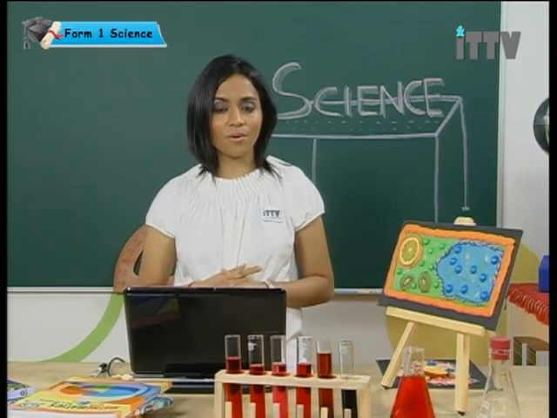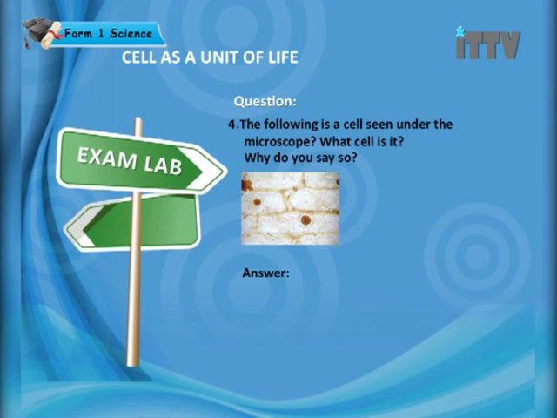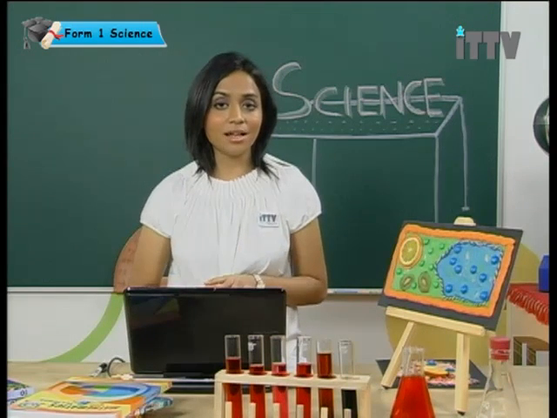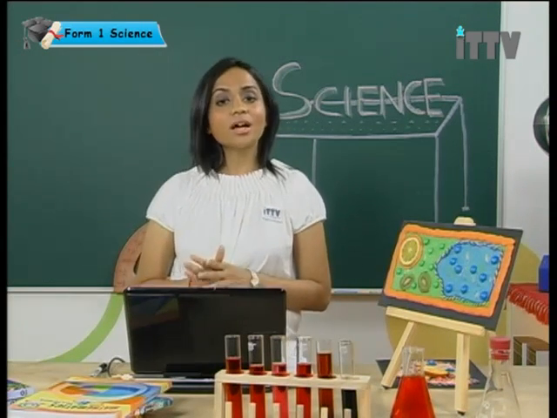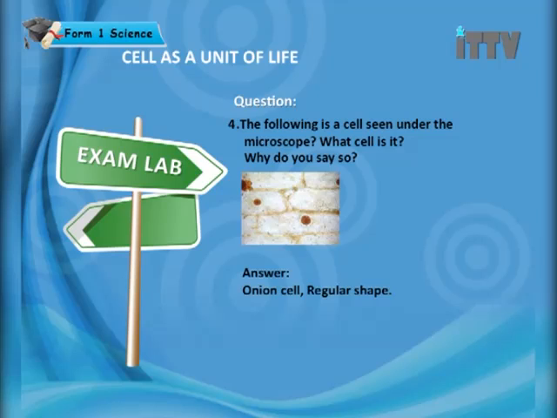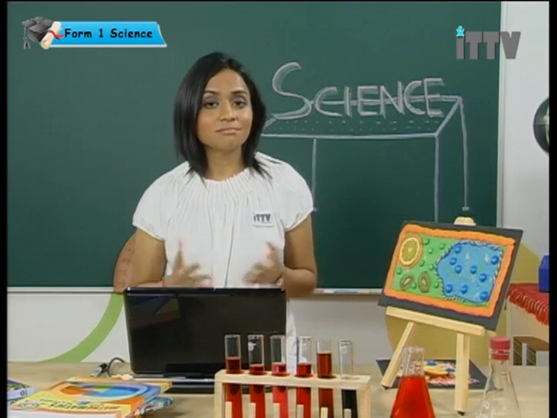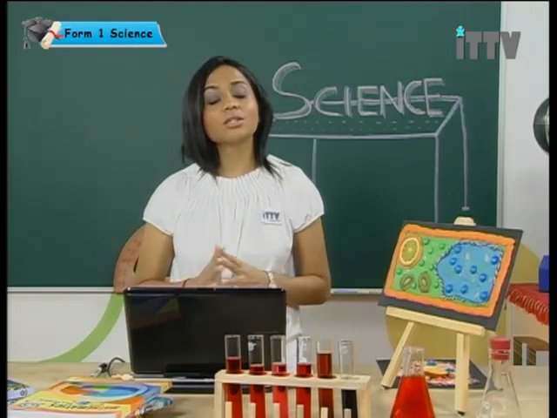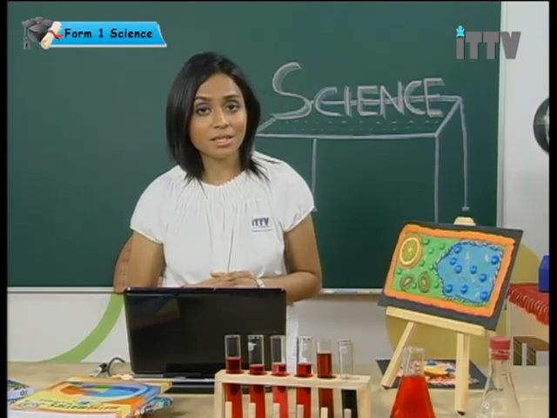What about question 4? The following is a cell seen under the microscope. What cell is it? Why do you say so? Now, we did an experiment before this regarding the onion cell and the human cheek cell. Which cell is this? This is an example of an onion cell. Now, why do I say so? It's because it has got regular shape. Okay, this is the function of the cell wall. It gives a rigid shape. Now, this is an onion cell. So, we have come to the end of the exam lab section.